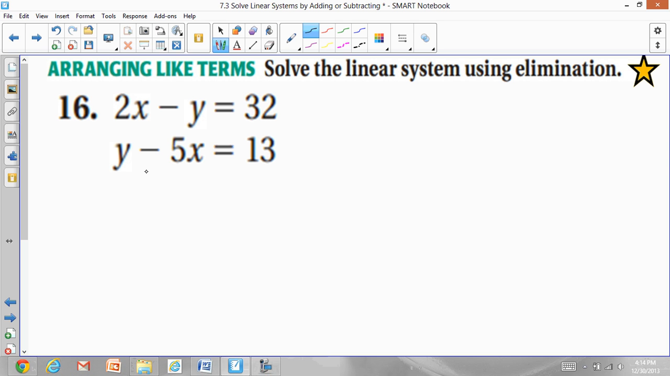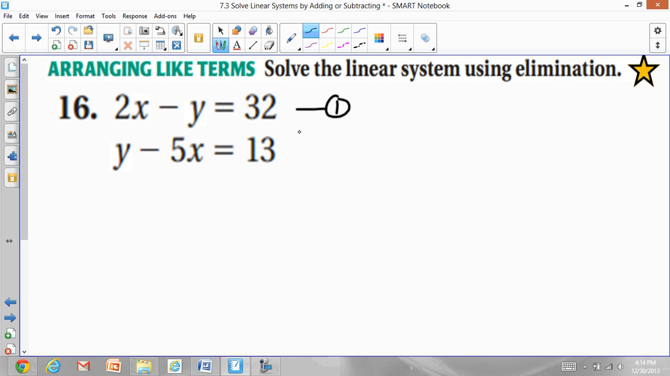Now this question is a little tricky. You get 2x minus y equals 32, which is the first equation, and you get y minus 5x equals 13. In order to cancel using the elimination method, the x's must go one below the other, the y's must go one below the other, and the numbers should be on the other side of the equal sign, one below the other.